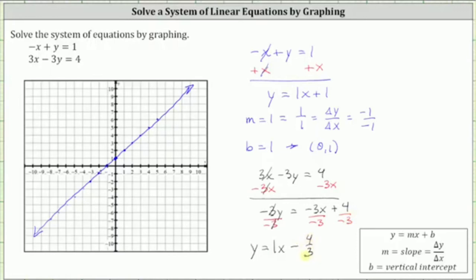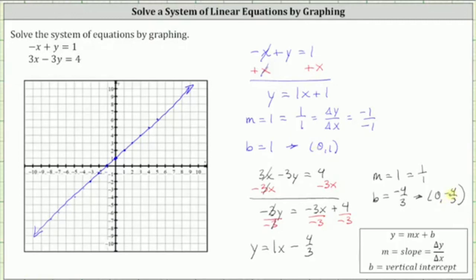Notice how for the second line, the slope is also positive 1. We want positive 1 over positive 1, and b, the vertical intercept, is now negative 4/3, which gives us the ordered pair (0, negative 4/3). The important thing to recognize here is that the slope of the second line is the same as the slope of the first line, and the vertical or y-intercepts are different, and therefore the lines are going to be parallel. They will not intersect.